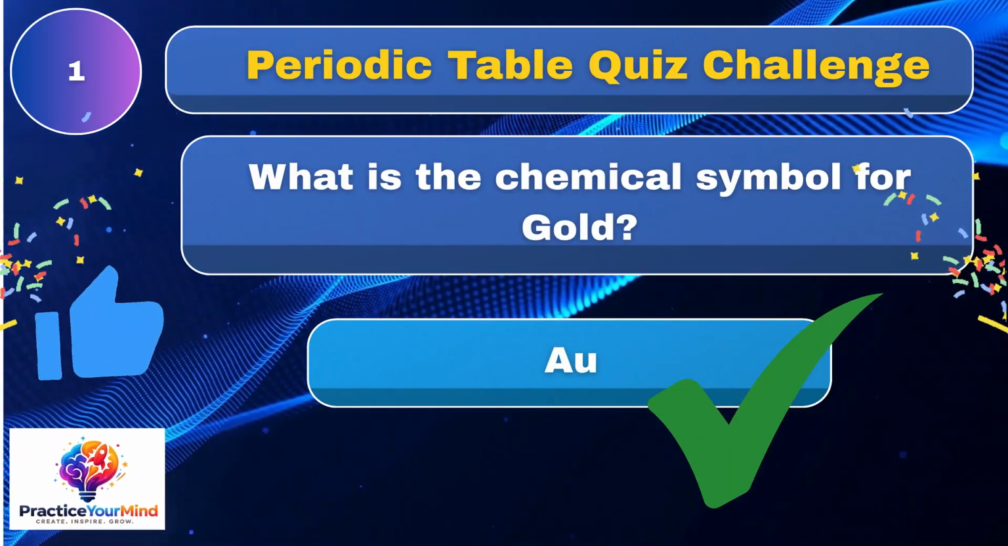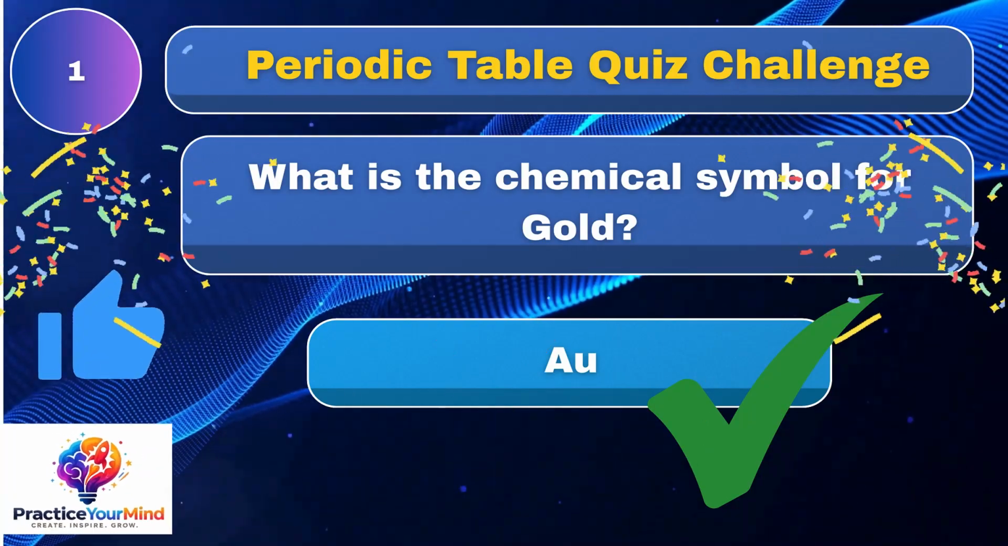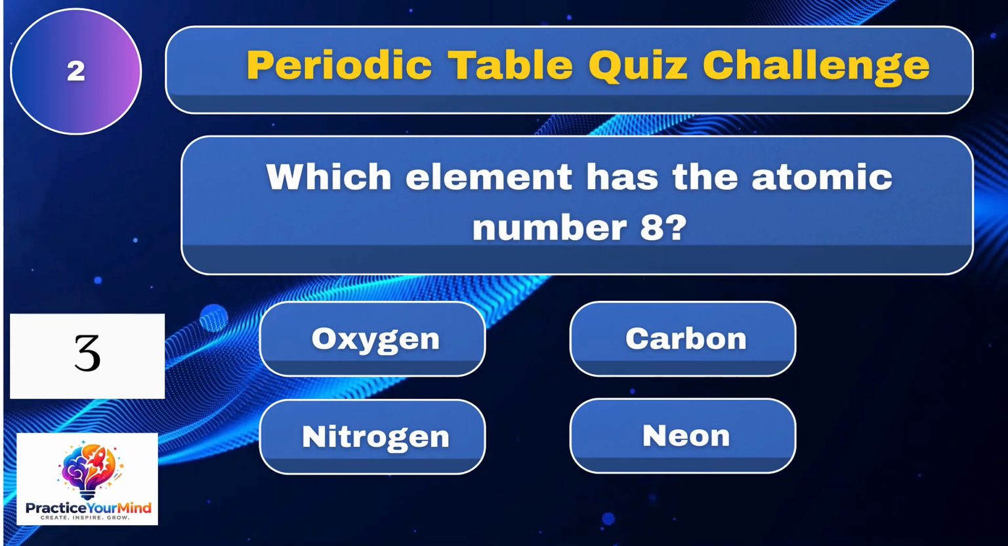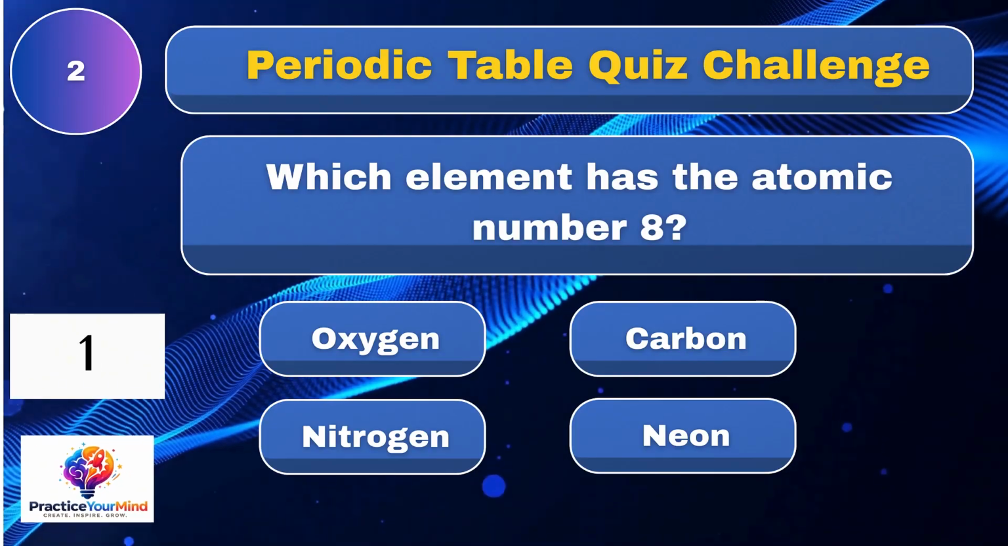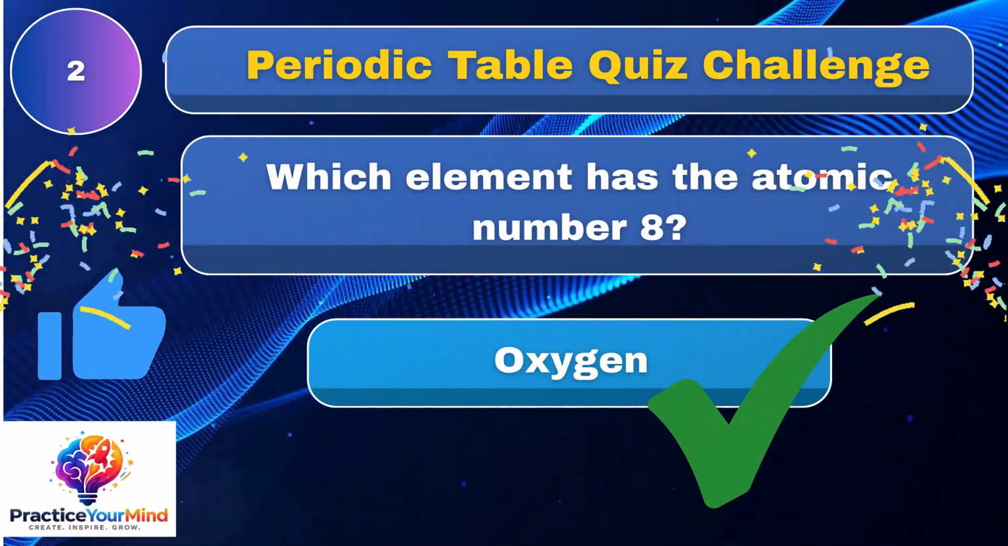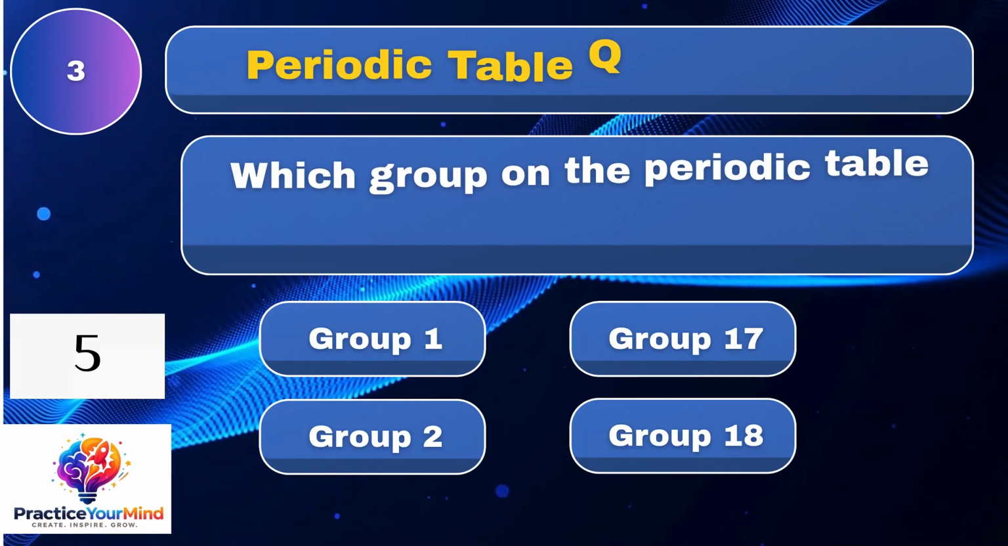Great job. Gold is represented by Au. Ready? Let's move to question 2. Which element has the atomic number 8? Awesome. The element with atomic number 8 is oxygen. Let's keep going. Question 3.